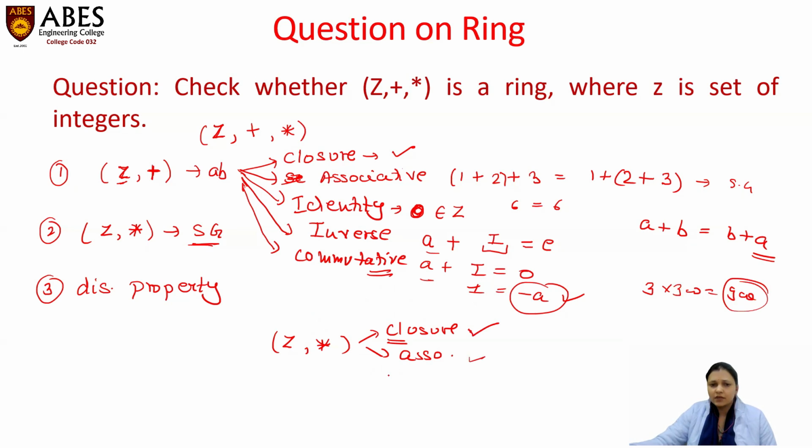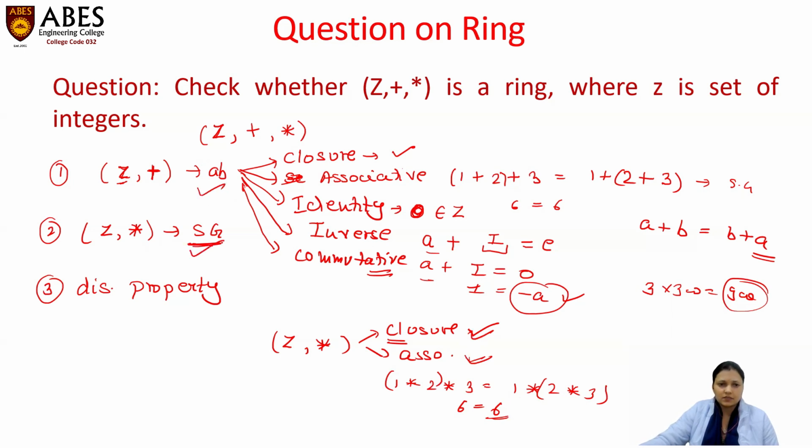And associative: if we apply 1 into 2 into 3 and we change the order of the operation, it will not affect the result. It will always be 6 equal to 6. So both properties are satisfied. So this is a semigroup. This is abelian, this is a semigroup.